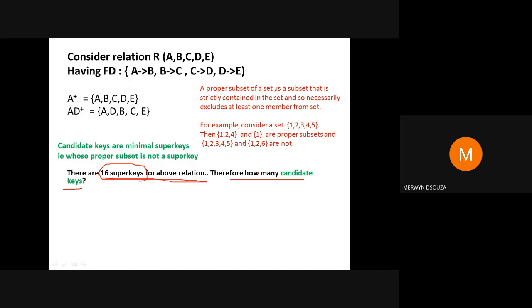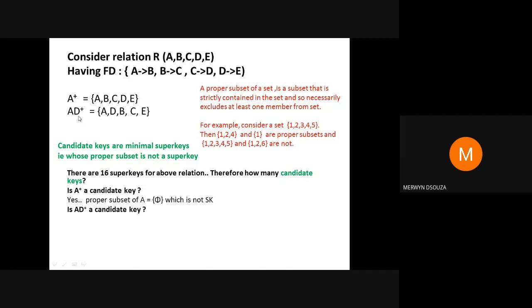Let's find out. Let's take this one first, A. Let's find out whether A is a candidate key. If A is a candidate key, then its proper subset should not be a super key. Let's find out the proper subset of A. The proper subset of A is phi, the empty set, which is not a super key. So therefore, can we declare A as a candidate key? Yes, we can declare A as a candidate key.